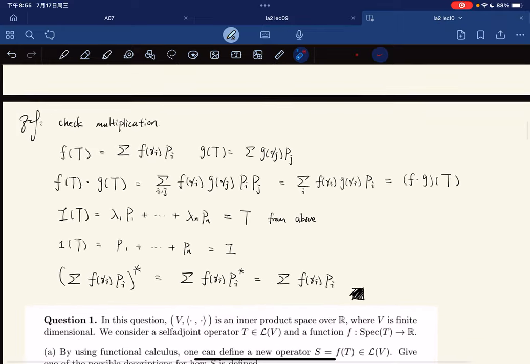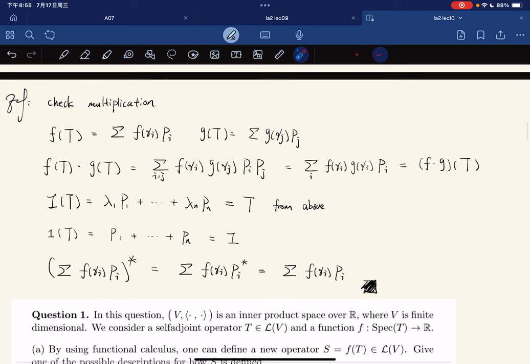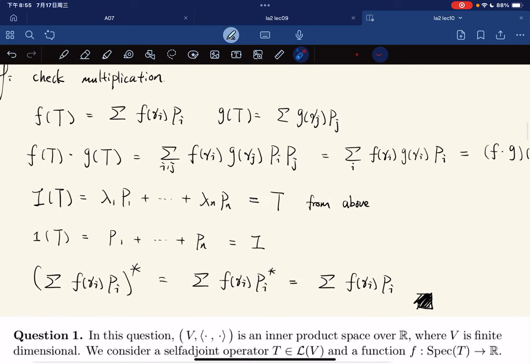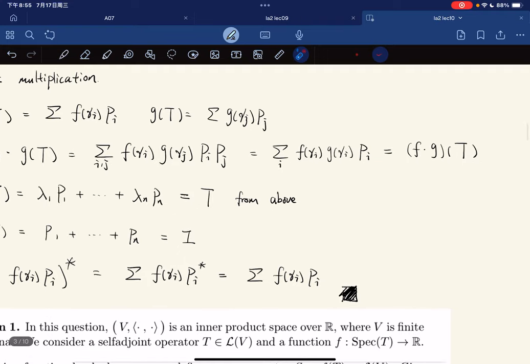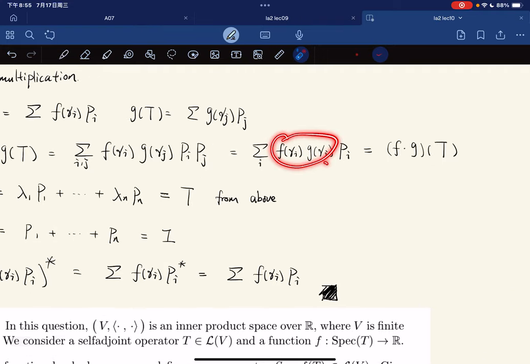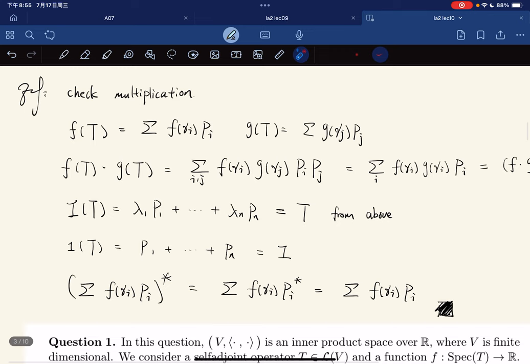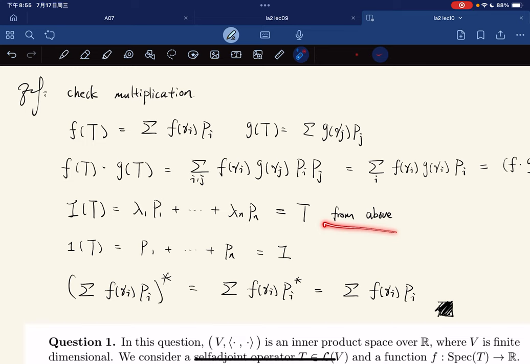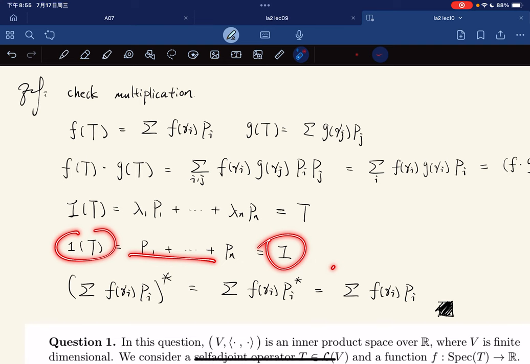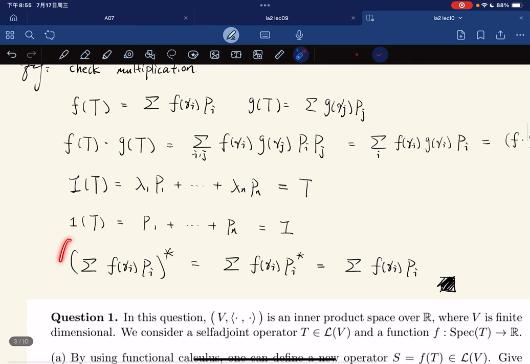Now to prove it, we just check the multiplication. f of T is this, g of T is this. The product f of T times g of T gives you this, and the projections P_i P_j cancel out, giving f of gamma i times g of gamma i, which is f times g of T by the definition. Also the identity is equal to T, from the last lecture, so this is just equal to T. And the constant 1 function gives you the identity map. And yes, they're self-adjoint.